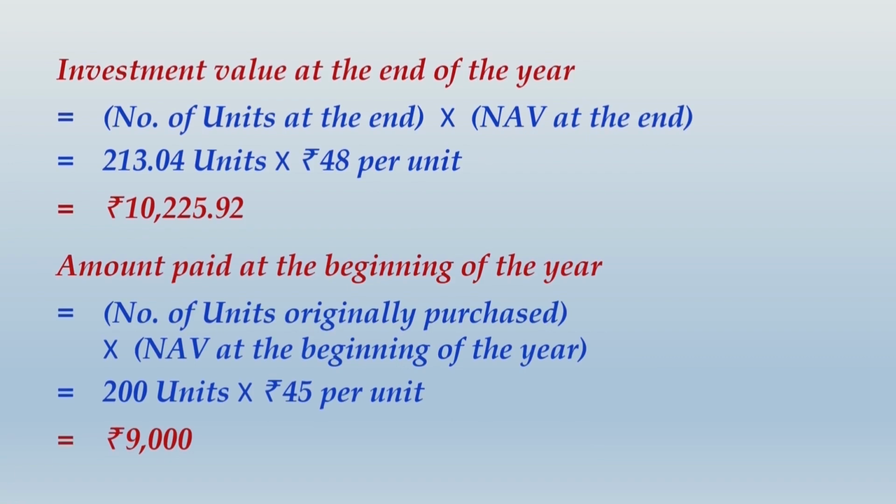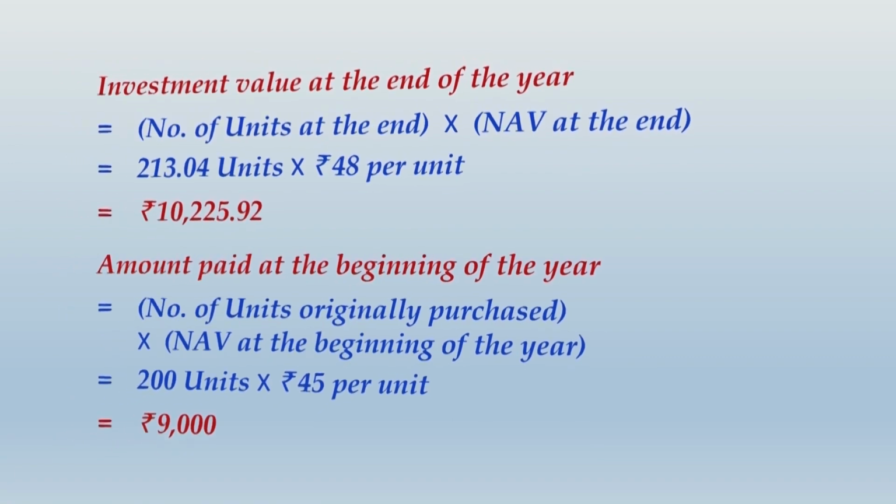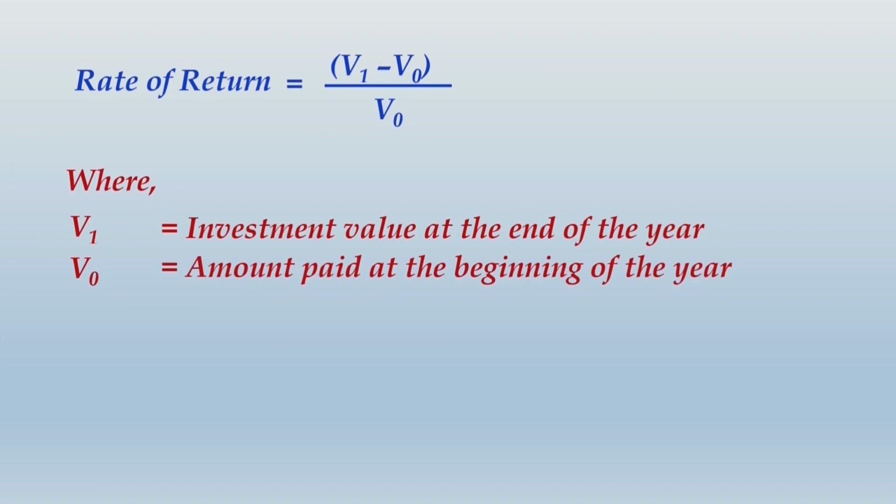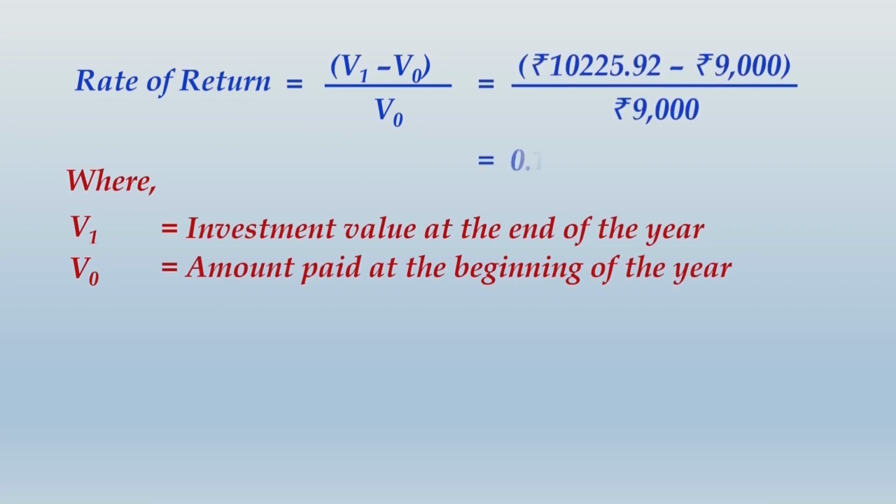Alright friends, once you have finished writing this much, let us move ahead and deal with the last part. The rate of return will be V1 minus V0 divided by V0, where V1 is the investment value at end of the year and V0 is the investment value at the beginning of the year, or amount paid at the beginning of the year, and when you put that calculation over here, you get 13.62%.